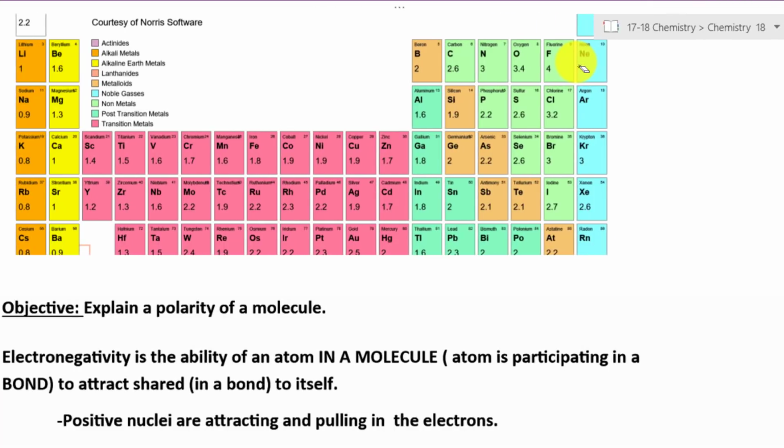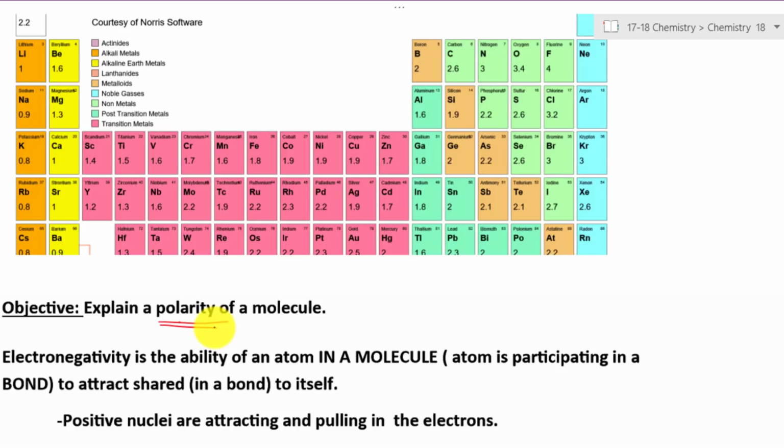In the previous lessons, we learned how to draw Lewis dot structures from a chemical formula, and we also learned how to interpret the Lewis dot structure in terms of the chemical bonds and the lone pair. Now, we are going to look at the Lewis dot structure and determine the chemical properties of that molecule. Especially, we are looking at the polarity of a molecule.